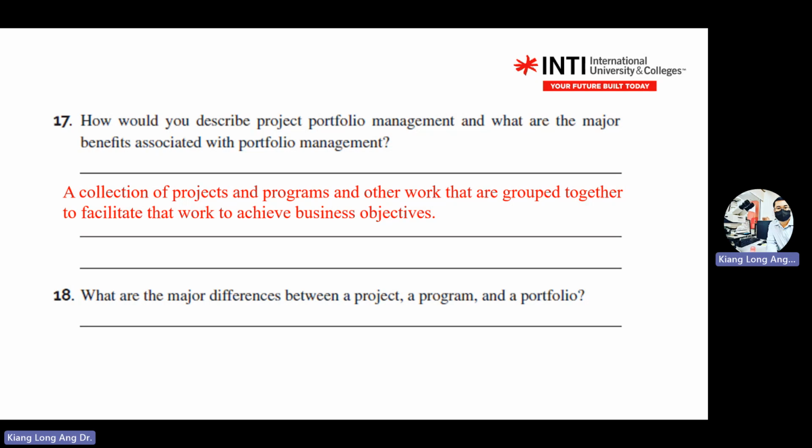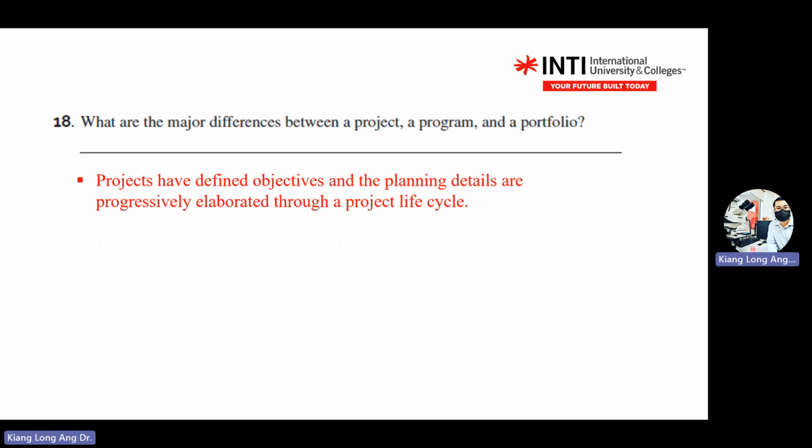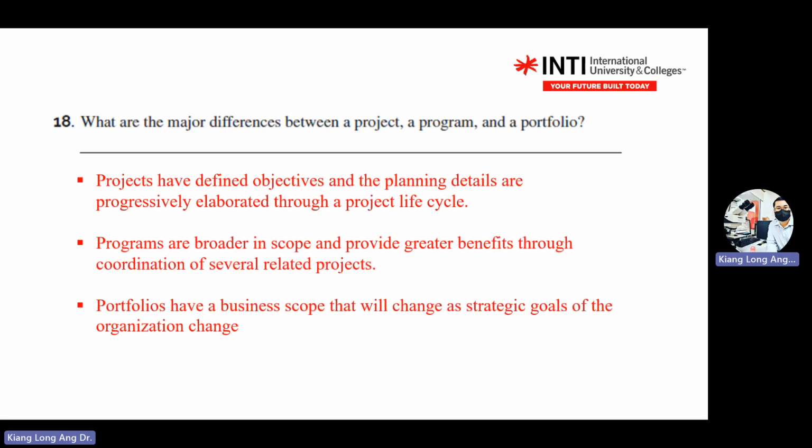Question 18, what is the major difference between project, program, and portfolio? This one is also important. It's a definition question, right? So I'll give you the answer. So what is a project? For a project, you have an objective, you plan the details, and then you monitor through the project life cycle. This is a project. What is a program? For a program, you have a broader scope, a greater benefit through coordination of several projects. Means projects, they become a program.